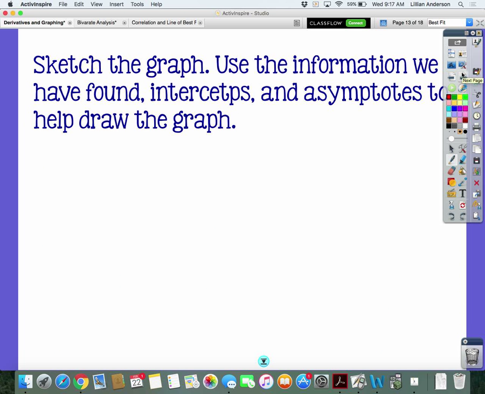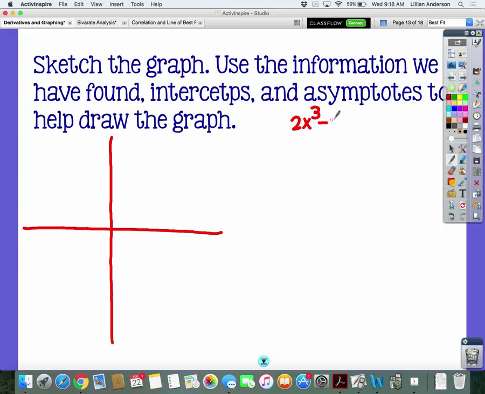So we're going to take all these things and we're going to sketch the graph, okay? Using the information we found, any intercepts that we can determine, and if there are any asymptotes, then we also include those as well, okay? Intercepts. This is a cubic, right? Might not be able to, well, what was the original function? It was 2x cubed minus 12x.